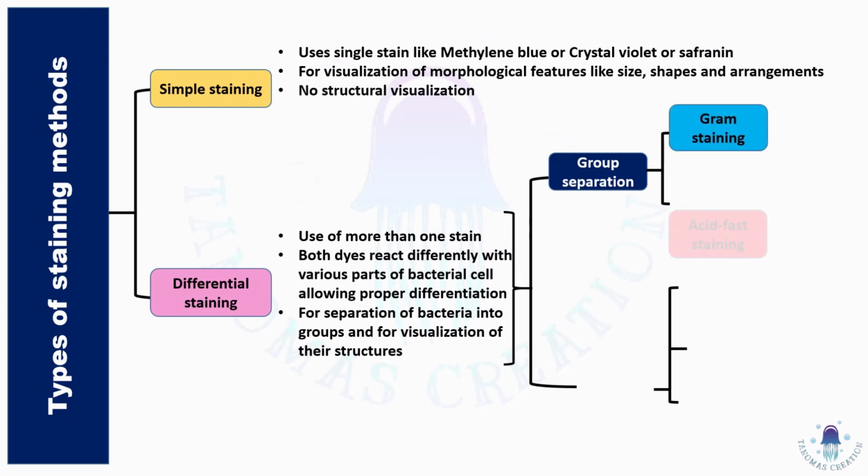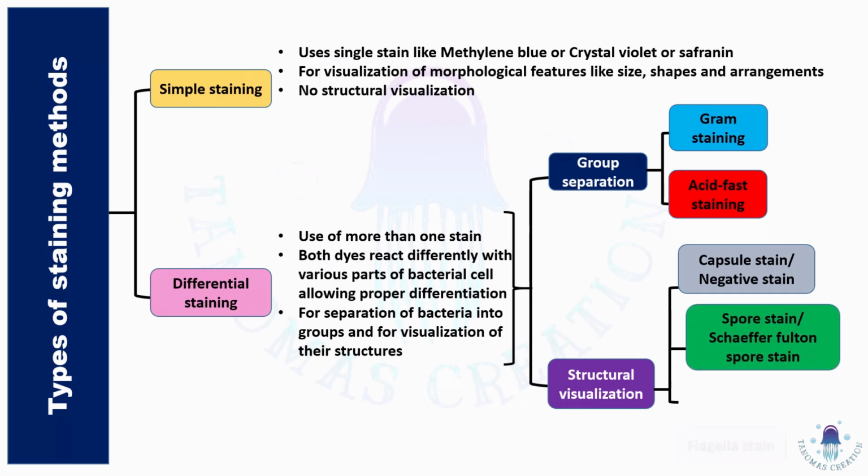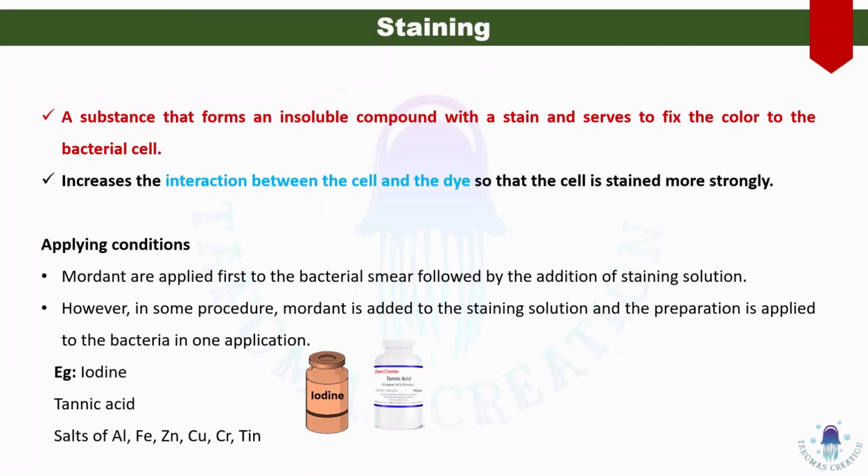In group separation, again it's of two types, gram staining and another one is acid fast staining. And the second category is structural visualization, where we will learn capsule staining or negative stain, spore stain or Schaeffer-Fulton stain, and flagellar stain. In this video, we'll learn about gram staining and acid fast staining, and the staining related to structural visualization we will study in our next video.